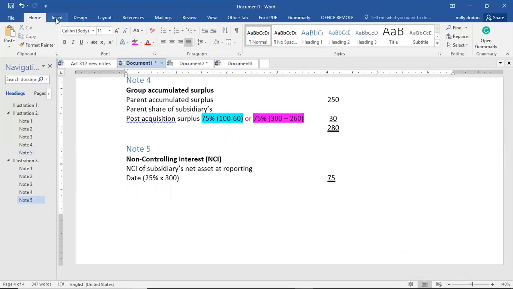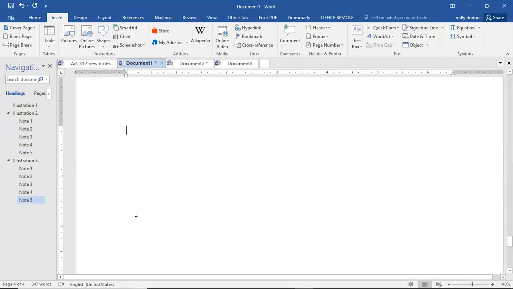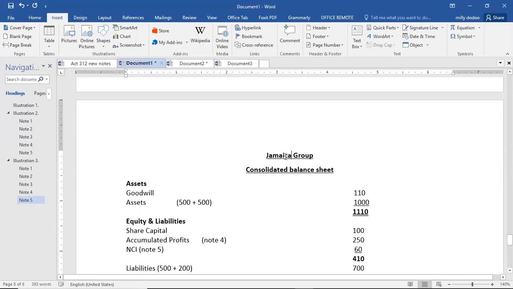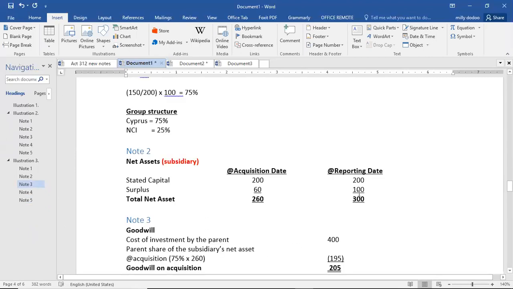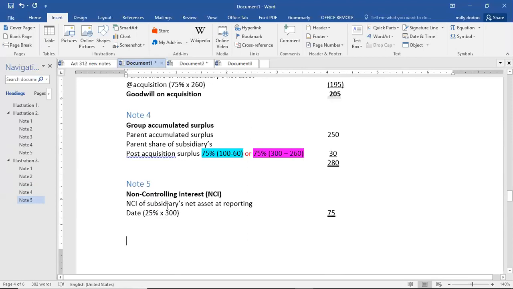Any question? Yes. With the NCI determination, their portion of the post-acquisition profit, won't that be added? It is included here. It is already here. Are you getting it? You can do it two ways. Somebody can decide to do it this way. Let me just say it for you so that you can write it and do it.